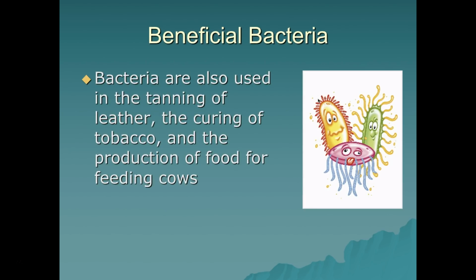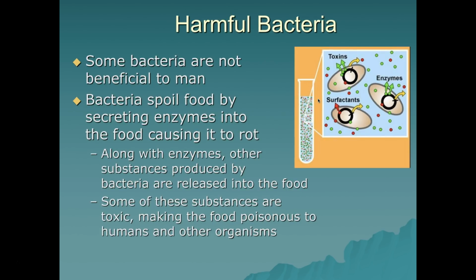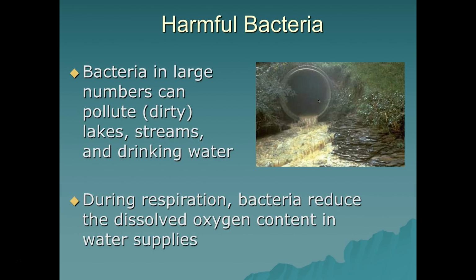Bacteria are also used in tanning leather, curing tobacco, and even for the production of food that we use for feeding cows. Some bacteria are not beneficial to us, though. Bacteria can spoil food by secreting enzymes in the food, causing it to rot. Along with enzymes, other substances produced by bacteria are released into the food, and some of these substances are toxic, which can make the food poisonous to us and other organisms.